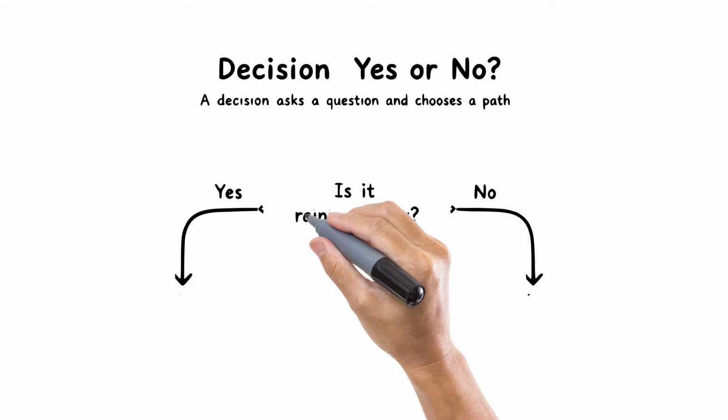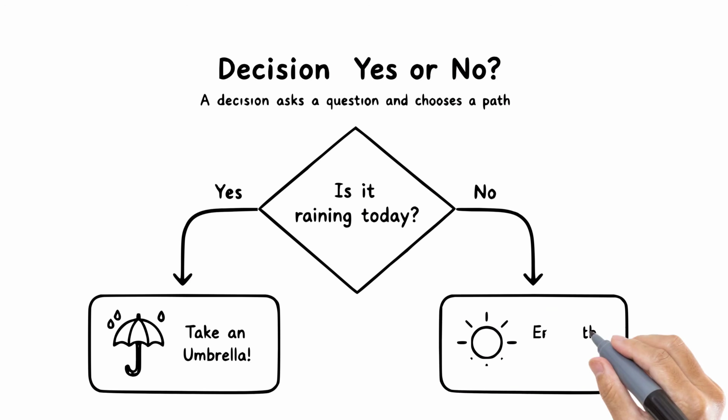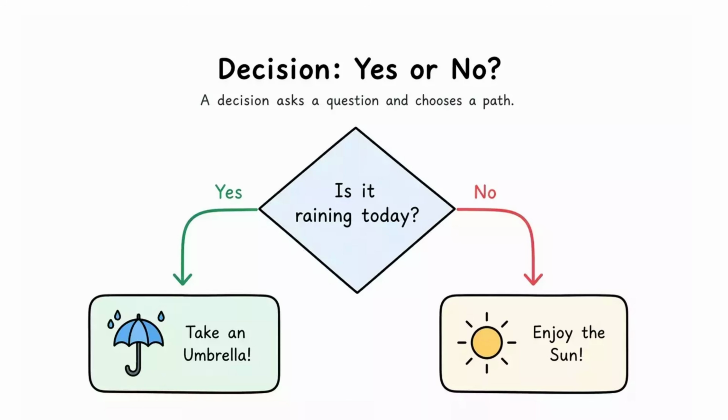Decision points are where logic gets interesting. A decision asks a question, and the answer changes what happens next. Usually the paths are yes or no, true or false. In a flowchart, this is shown with a diamond shape and branching arrows.